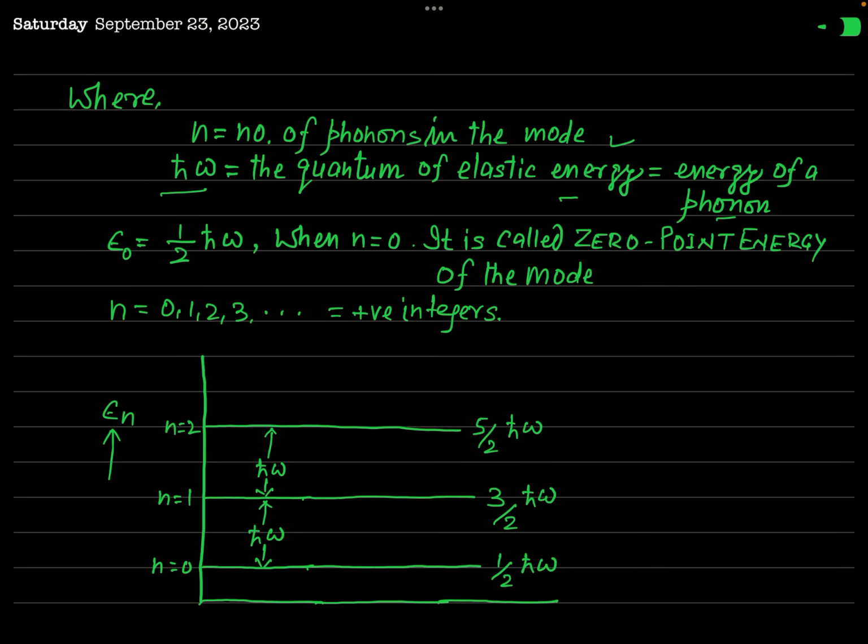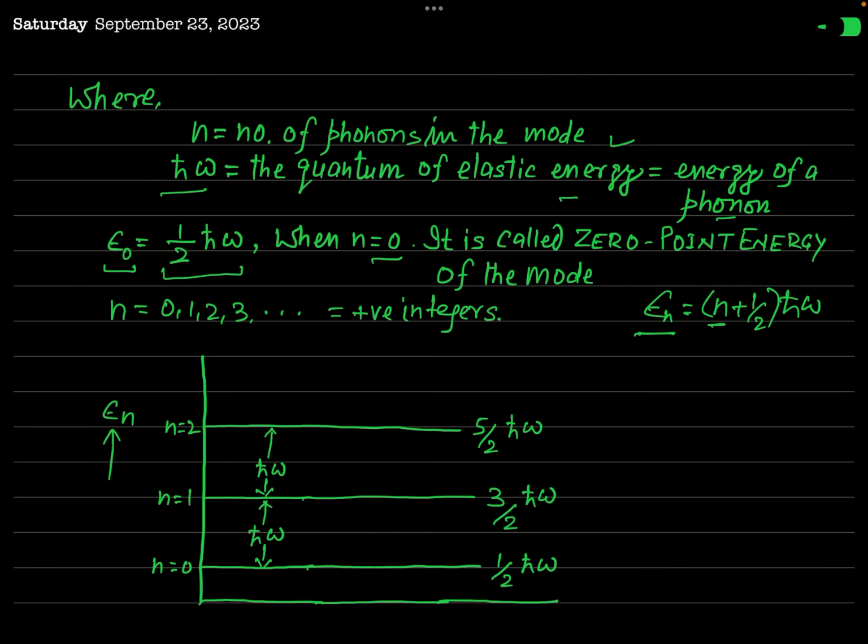Now you can see that when epsilon n is equal to n plus half h bar omega, if I ask you what will be the minimum value of this epsilon n, its minimum value can be found by taking the least value of n, and the least value of n is 0. So when n is 0, epsilon n, which is denoted by the symbol epsilon 0, will be simply equal to half h bar omega. So this is actually the minimum energy of the vibrating lattice. The energy of the vibrating lattice can never be less than this, or cannot be 0.